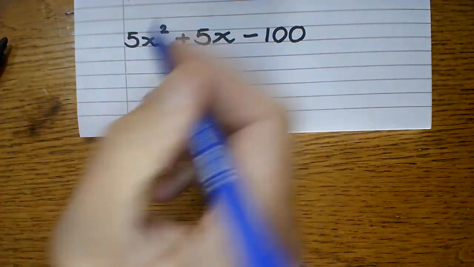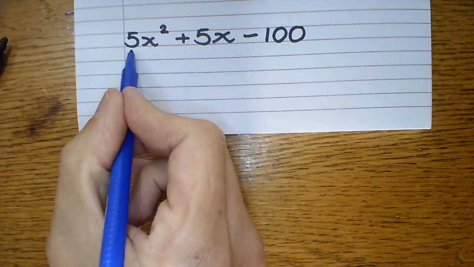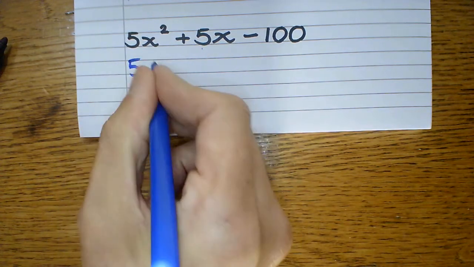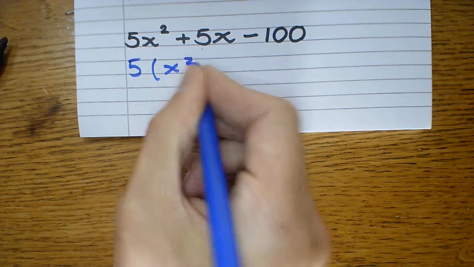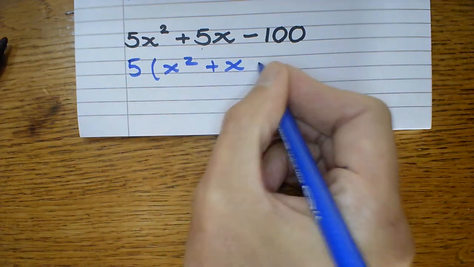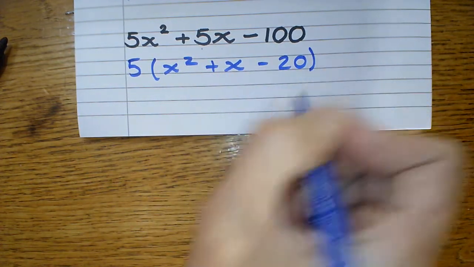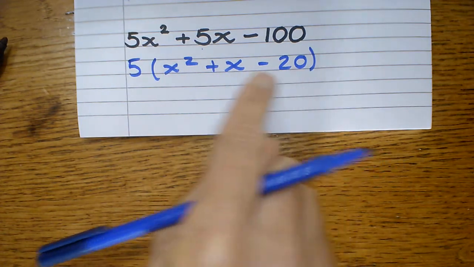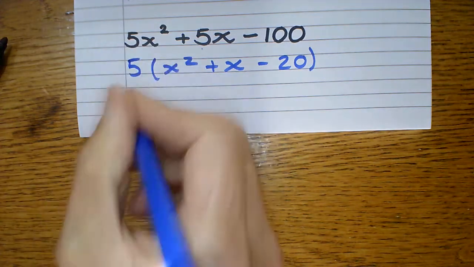And the way we factorise that is we can take out a common factor of 5 first. So it's 5 into x squared plus x minus 20. That's the National 4 bit done. The National 5 bit is that we can actually factorise that as well.